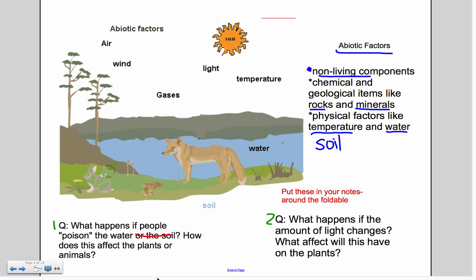The second question is, what would happen if the amount of light were to change? Either all the trees grow big and they make a canopy blocking out the light, or the sun were to become dimmer, or the weather patterns were to change. How will life be affected in the environment if the light source was changed? What effect does this have on the plants specifically?